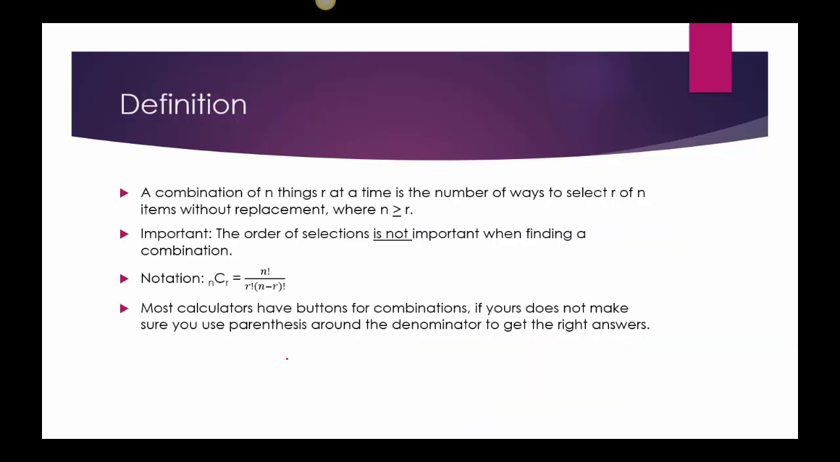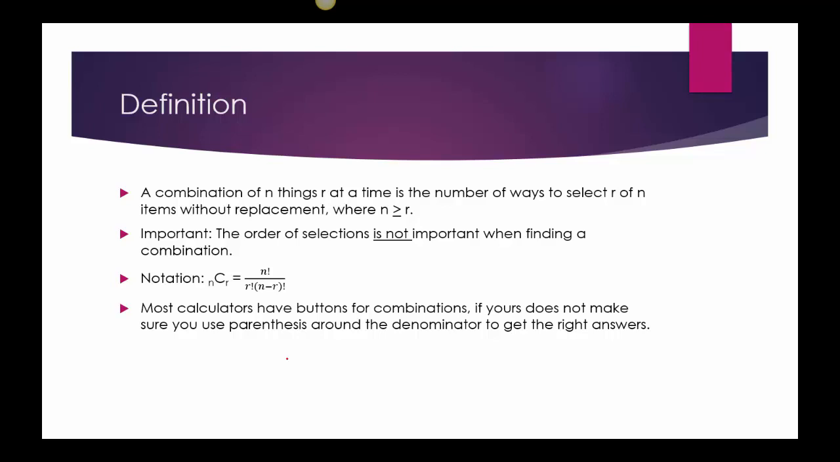Right. So close to a permutation is something called a combination. A combination of n things taken r at a time is the number of ways to select r of n items without replacement, and again, n is greater than or equal to r. How a combination differs from a permutation is that in a combination, order doesn't matter, right? It's just not important to us at all when we talk about a combination.